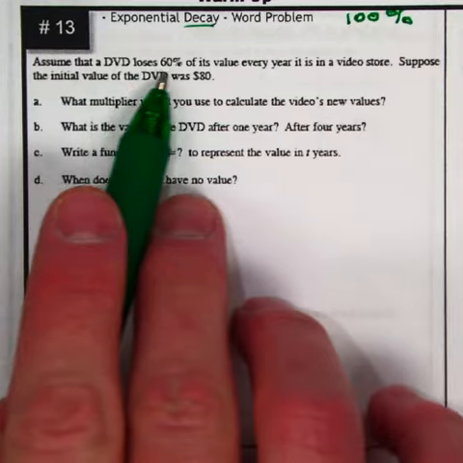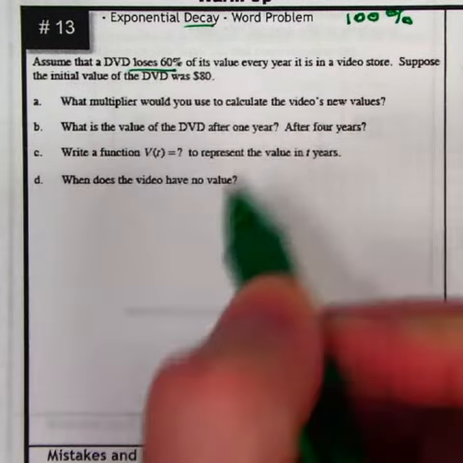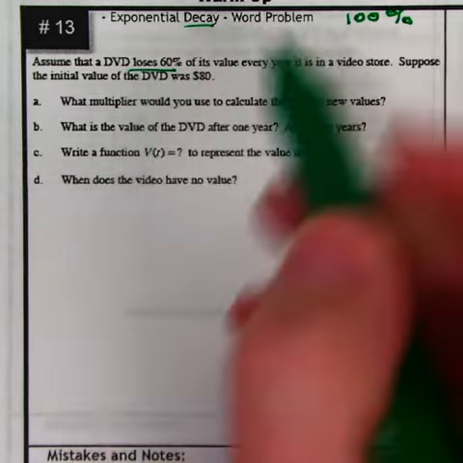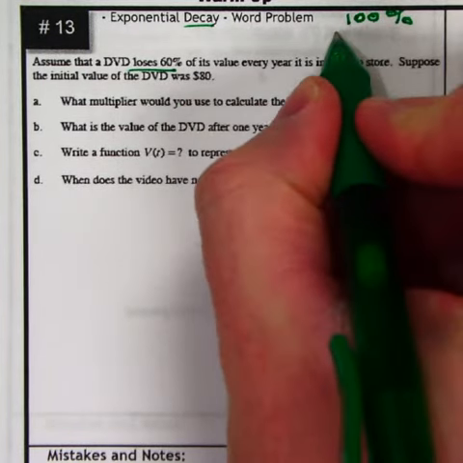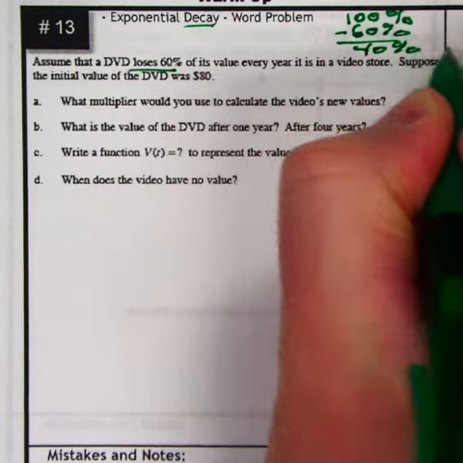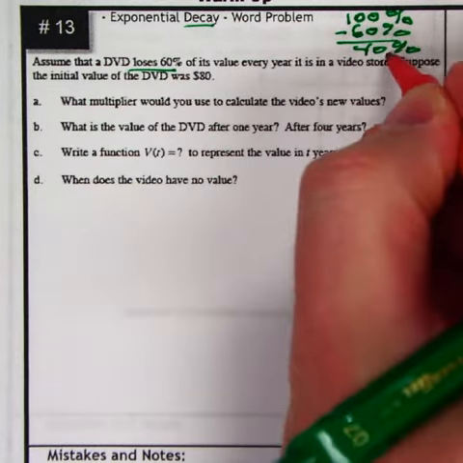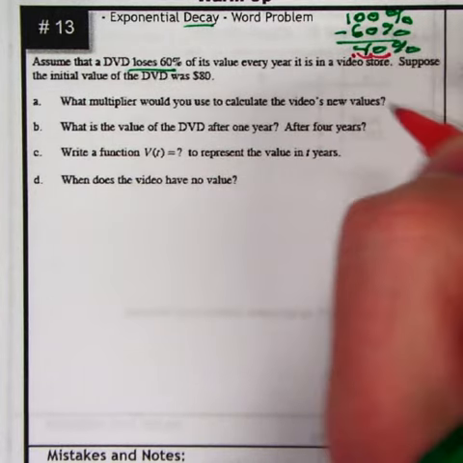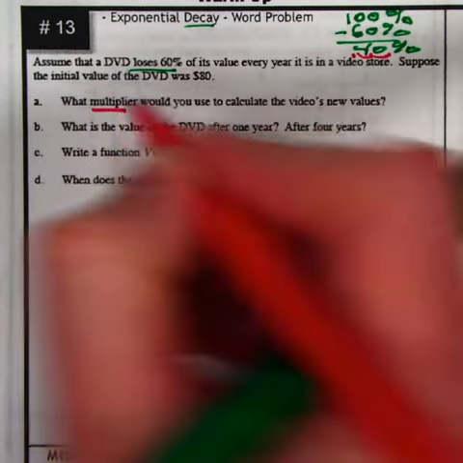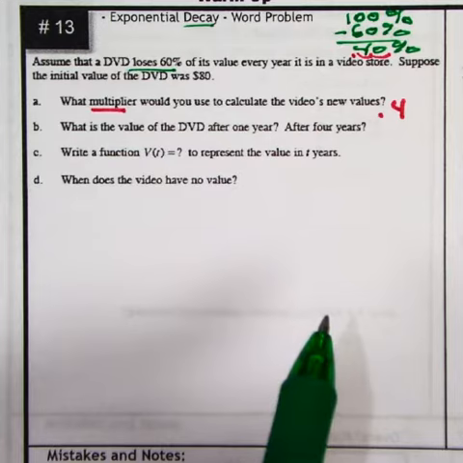Assume that a DVD loses 60% of its value every year. Loses 60%. Well, that does not mean that that's the multiplier. We need to move from 100%, so we subtract 60% and we get 40%. That means it's keeping 40% of its value. If I want to figure out what it's worth every time, I turn that into a decimal, and I move the decimal back 2 places. My multiplier then, and that's what this first question asks, would be 0.4, because 40% as a decimal is 0.4.